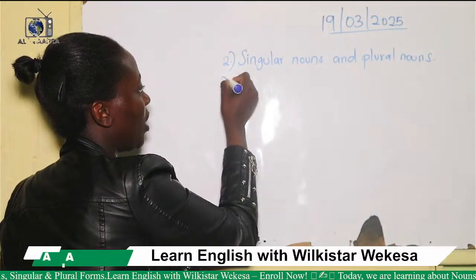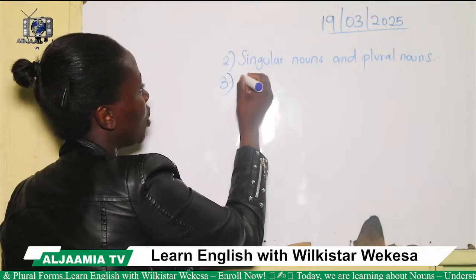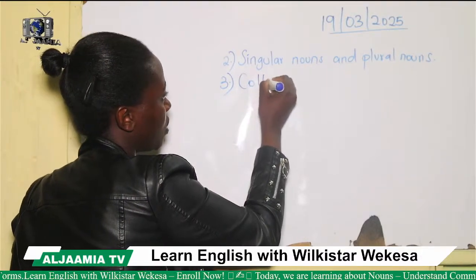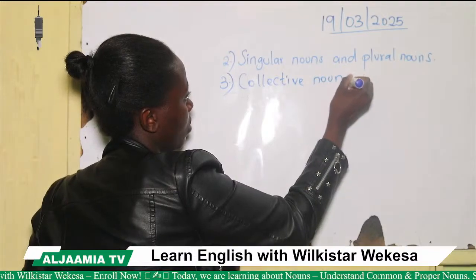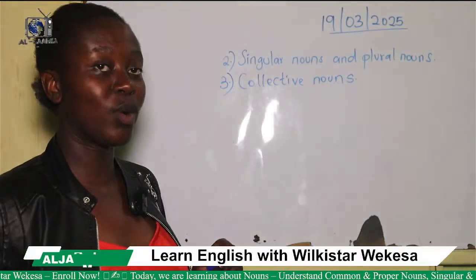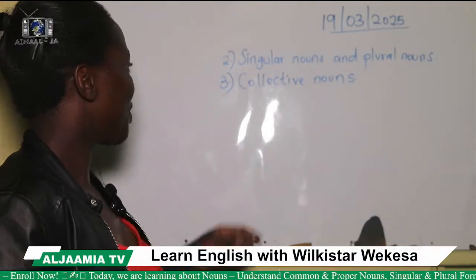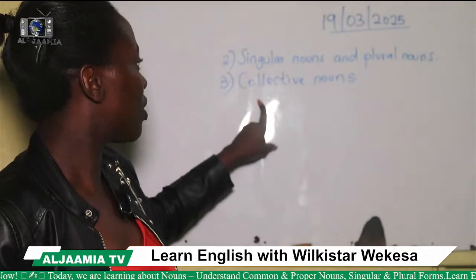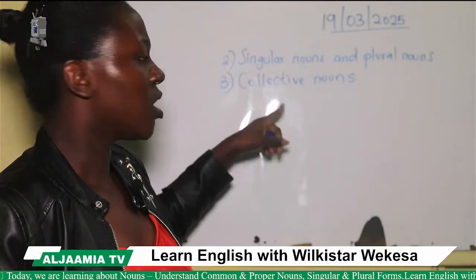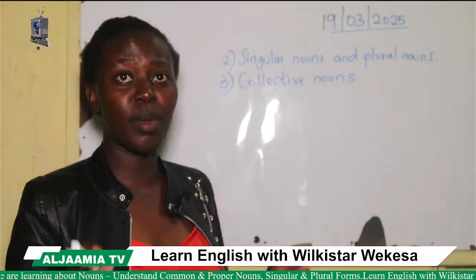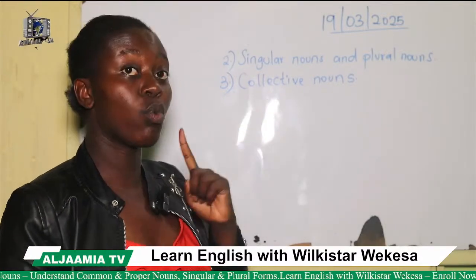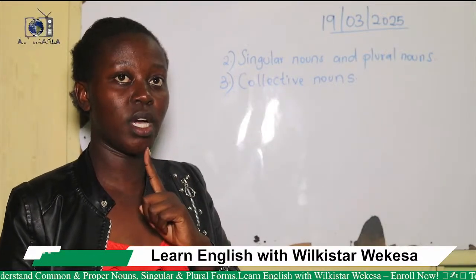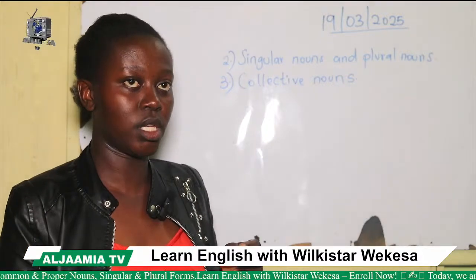Type of noun number 3. So we move to collective nouns. Who knows what a collective noun is, by the way? These ones are collective nouns. They talk about a group. Maybe you want to talk about many people or many things in a group. So you will have one name or one word, a collective name of everything in general.